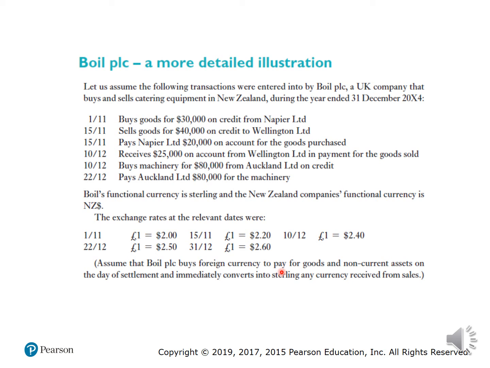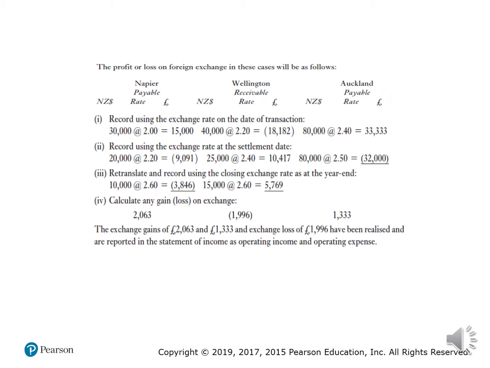Assume that Boyle PLC buys foreign currency to pay for goods and non-current assets on the day of settlement. So when they settle, they pay the purchase currency right on the day of settlement, and then immediately convert the currency received from sales into sterling. So for sales, they immediately convert it into pound sterling. Okay, so let's see how we can convert the foreign currencies to local currencies, and what the profits and losses, or gains and losses, are.